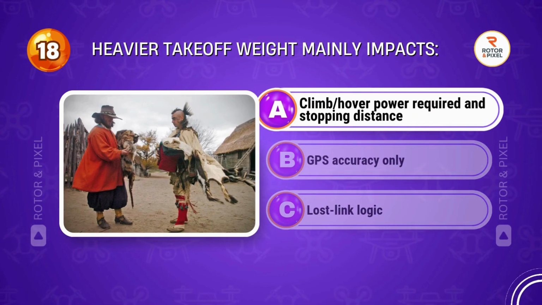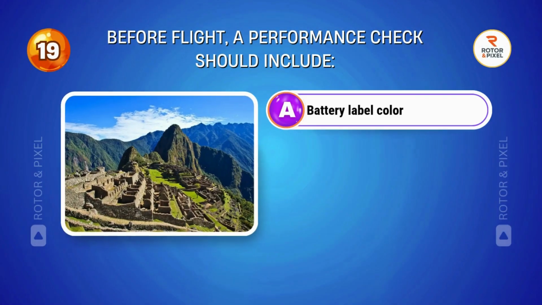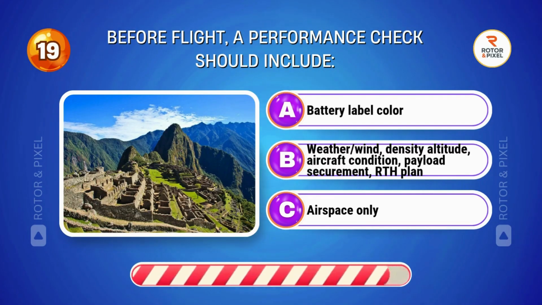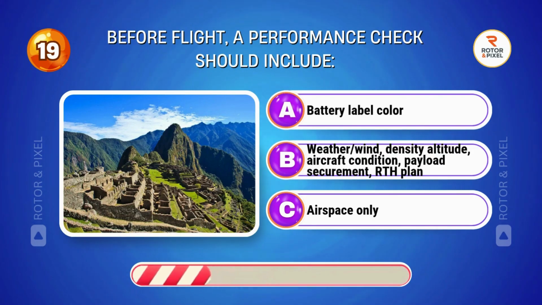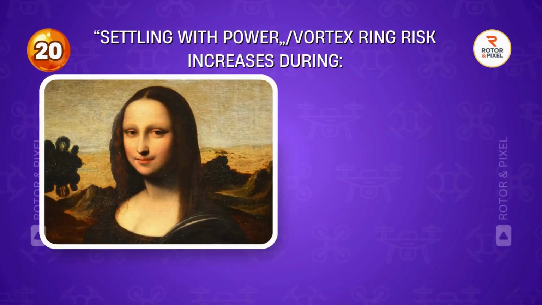Answer A. Climb, hover power required, and stopping distance. Before flight, a performance check should include... Answer B. Weather, wind, density altitude, aircraft condition, payload securement, RTH plan.